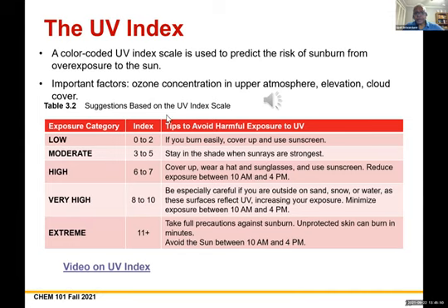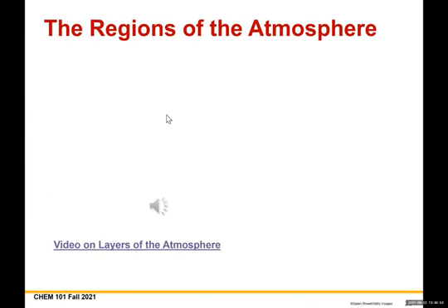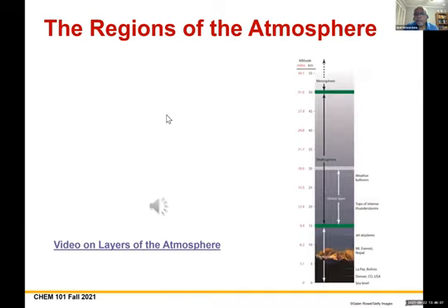I'm trying to get to the next one. Now we're going to look at the different regions of the atmosphere and which layer is absorbing UV, etc. The bottom layer is the troposphere, and the middle layer, marked by the green area, is the stratosphere.